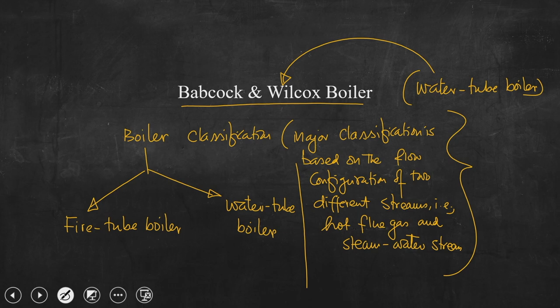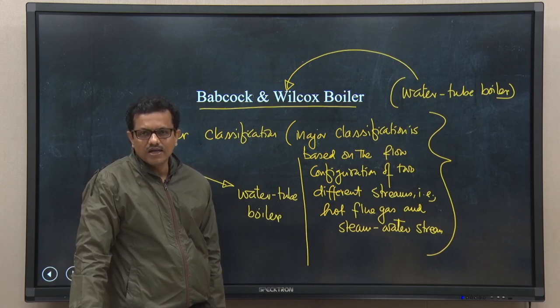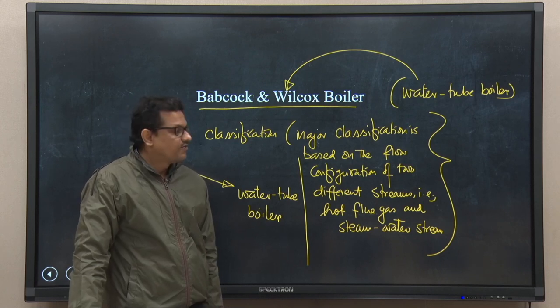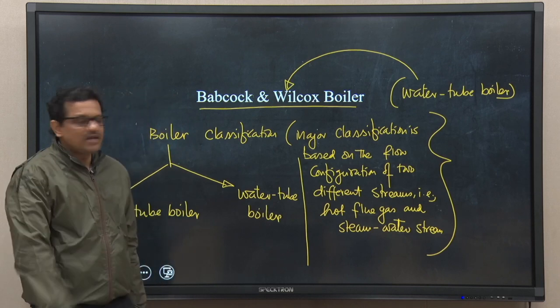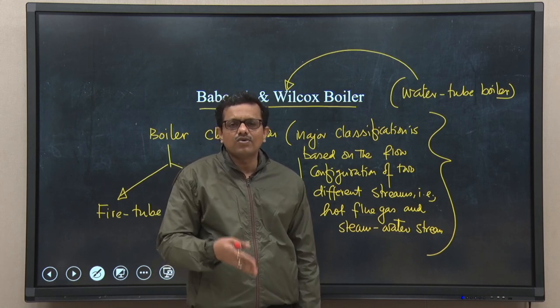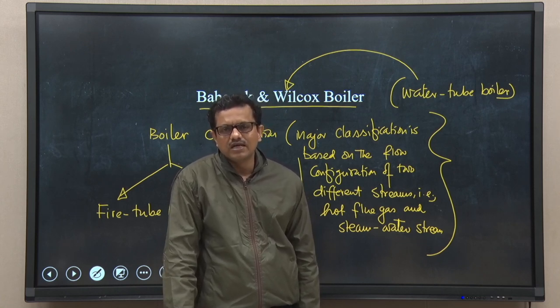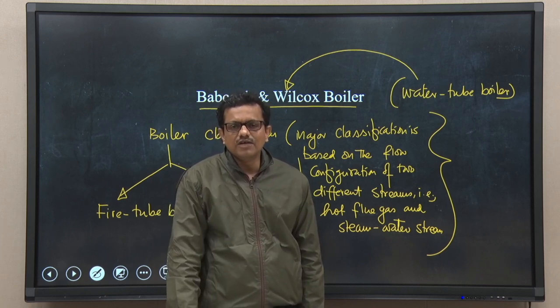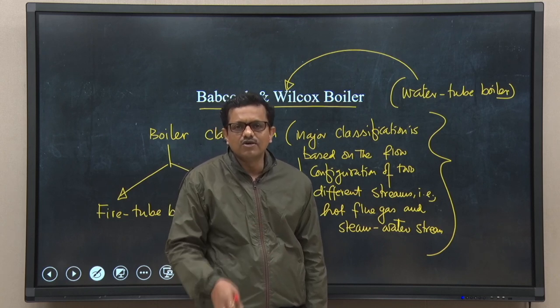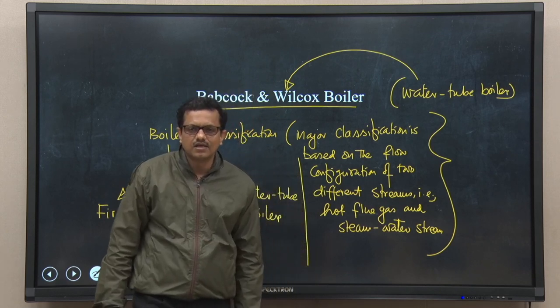I guess you have understood that based on the flow configuration of two different streams, that is, the hot flue gas and the steam water stream, it is possible to classify boilers into two different categories. One category is the water tube boiler, another category is known as the fire tube boiler. Now, you can understand from the name itself, water tube boiler, that water or steam is allowed to pass through the tube. And you have studied heat exchangers in your heat transfer course, that this is a kind of shell and tube heat exchanger. So, if one stream is allowed to flow through the tube, the other stream will definitely pass through the shell, that is, over the tube. That is the concept we have studied in our heat transfer course.